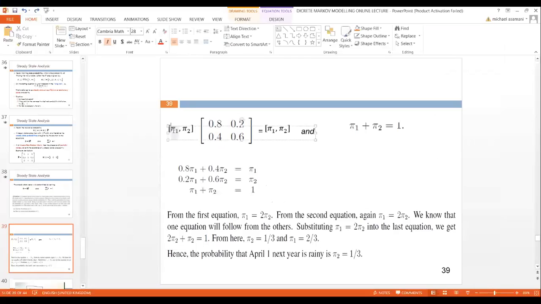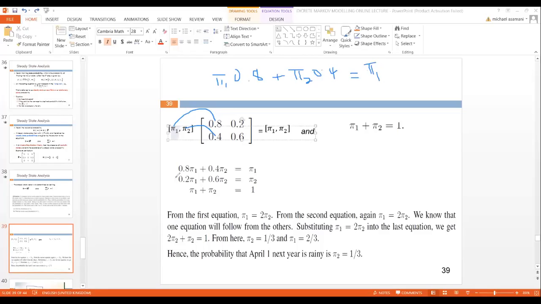So when multiplying, you have this, which will be pi 1, it's written down there, times what? 0.8. Plus, then you multiply this and this. So it will be pi 2 times 0.4 is equal to what? Is equal to the first probability there, which is pi 1. So that gives us the first equation.